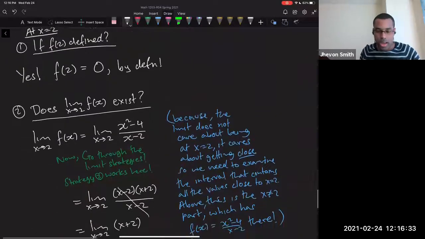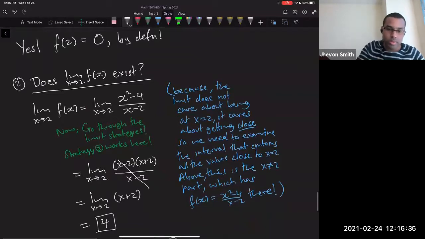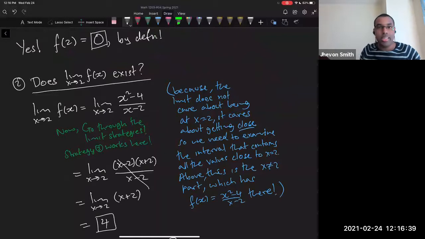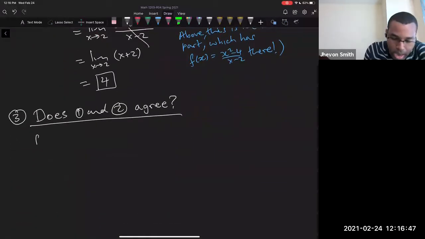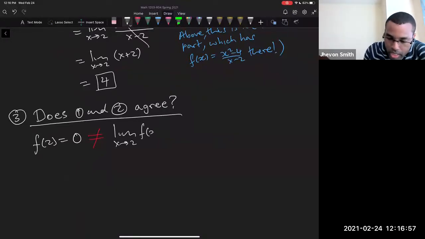Okay, and what do you think? So that's the answer to 1, and that's the answer to 2. Do they agree? No. So you'd be like, well, f of 2 is equal to 0, but that's actually not equal to the limit as I approach 2, which I just found was 4. They're not the same, right?